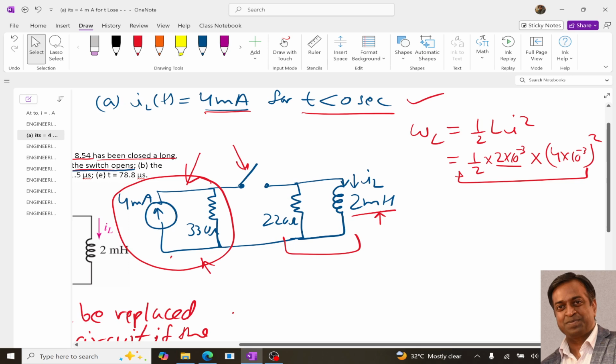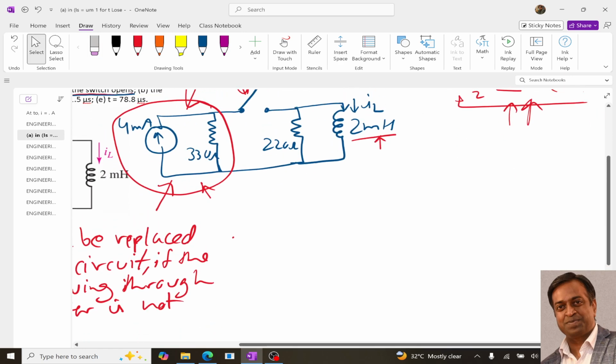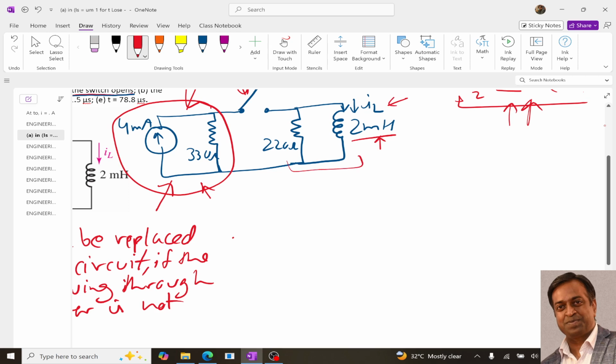So once the battery is disconnected, this amount of energy will be used. This energy will try to maintain this IL current, and this is the property of the inductor, right? So with this energy, the inductor will try to maintain the current, but obviously it is not able to maintain it, and it means that we are going to write the equation for this IL with respect to time.